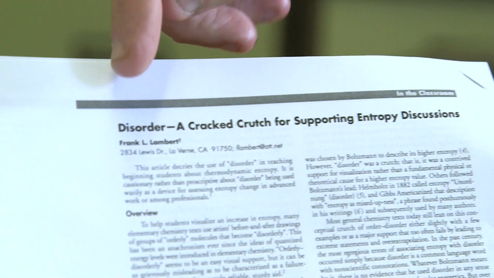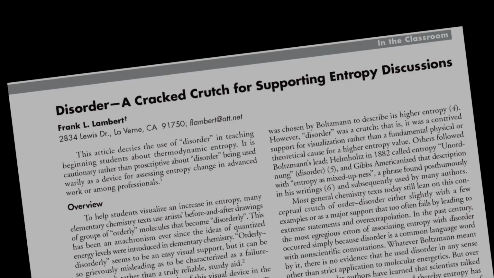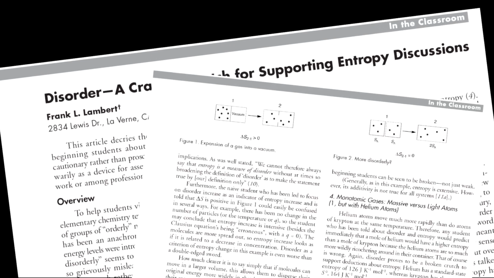A lot of it stems from this. The work of this guy is a guy called Frank Lambert. And notice it says disorder, a cracked crutch for supporting entropy discussions. So every time you hear entropy mentioned, or the vast majority of times, and certainly as undergraduates, and certainly in that 60 Symbols video, we do the same thing. We make this link between entropy and disorder. For a person who isn't a scientist, even for a person who is a scientist, that's actually a very difficult and very confusing link to make.